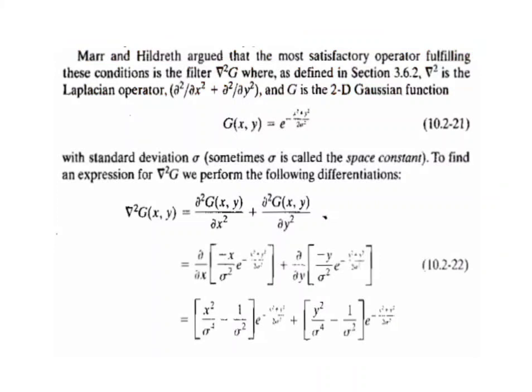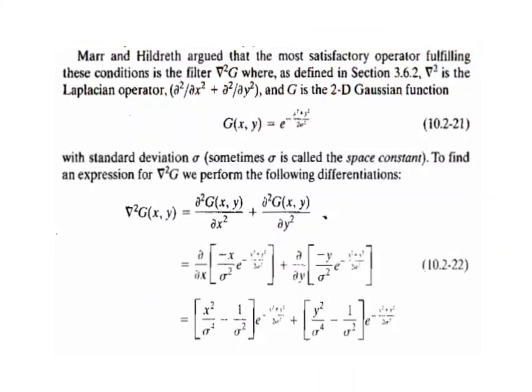We are putting the value of G of x y, that is, del by del x is equal to minus x upon sigma square e raised to minus x square plus y square upon 2 sigma square, plus del by del y of minus y upon sigma square e raised to minus x square plus y square upon 2 sigma square. We are taking the common e raised to minus x square plus y square upon 2 sigma square. In brackets we get x square upon sigma raised to 4 minus 1 upon sigma square plus y square upon sigma raised to 4 minus 1 upon sigma square.